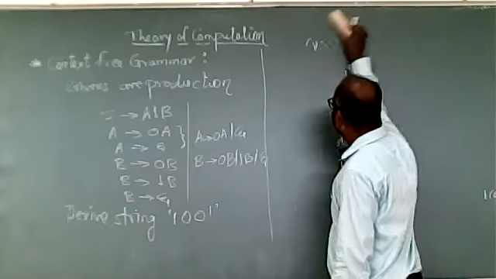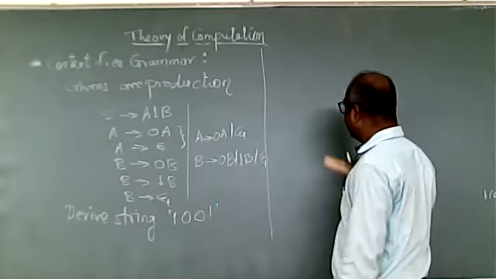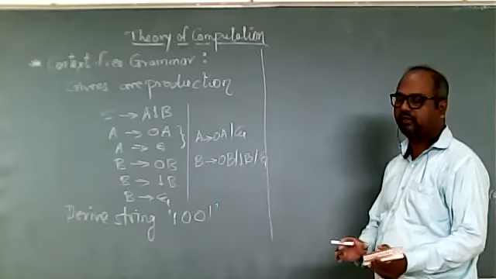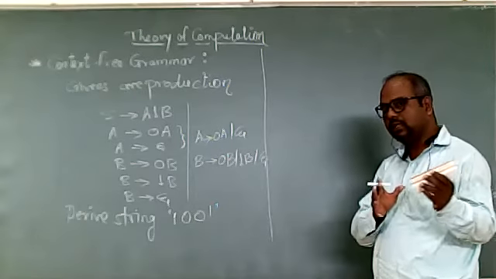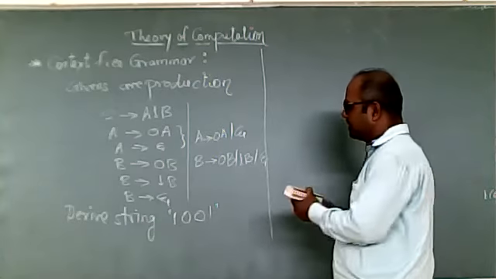Now there are two types of sentential form again. The first form is called a left sentential form. The second is called a right sentential form. Left sentential form means what? We start producing from the left hand side. We start reducing the variables from the left hand side.